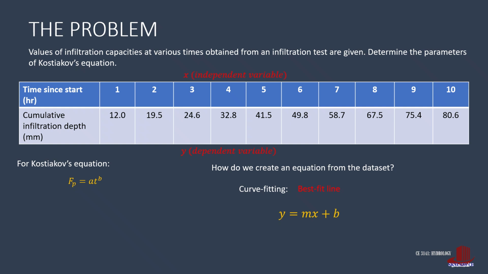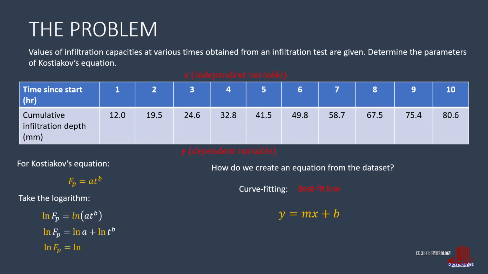We are to transform Kostiakov's equation into the slope-intercept form of y equals mx plus b, and that is by taking the logarithm of the equation, making ln of f sub p equal to the ln of a times t raised to b. The logarithm of a product can then be expanded into ln of the first term a plus ln of the second term t raised to b.